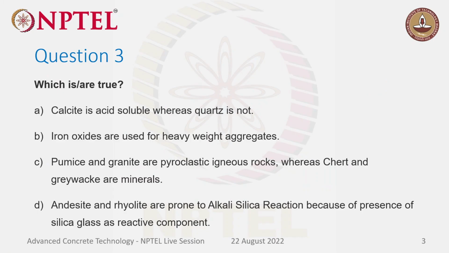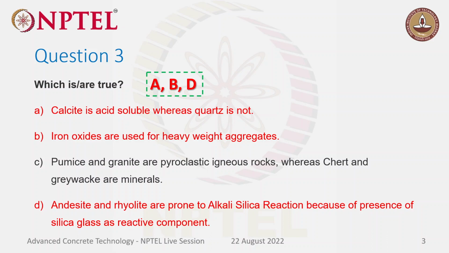So, the correct answer is ABD. I think 2 to 3 people have given the right answer, and 1 person has given a partially right answer. Calcite is nothing but calcium carbonate, which is readily soluble in acid. And you know that crystalline silica is not soluble in acid. Quartz is such a type. So, option A is true. And option B, we know that iron ores are also used as heavyweight aggregates. So, option B is also true.